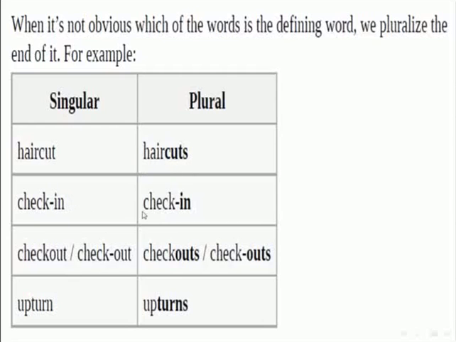Check in, the plural, right? We leave it as it is, check in. So we don't make a plural for the preposition. Check out, which we write sometimes like this, check out, the plural, checkouts, or with a hyphen, check-outs, the same. Singular, upturn, the plural is upturns, right? The end of the compound noun, the end. If we are not sure, we make the end plural.